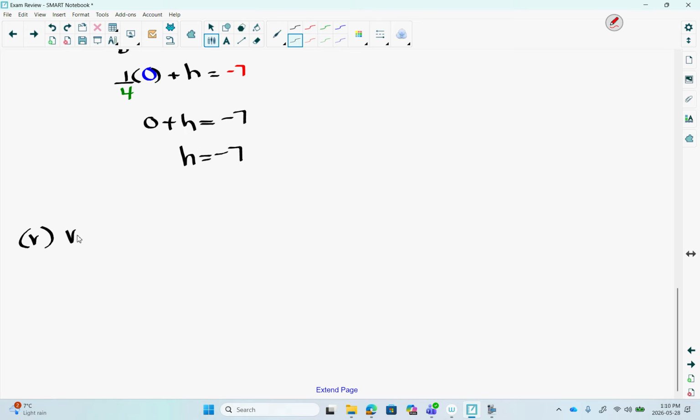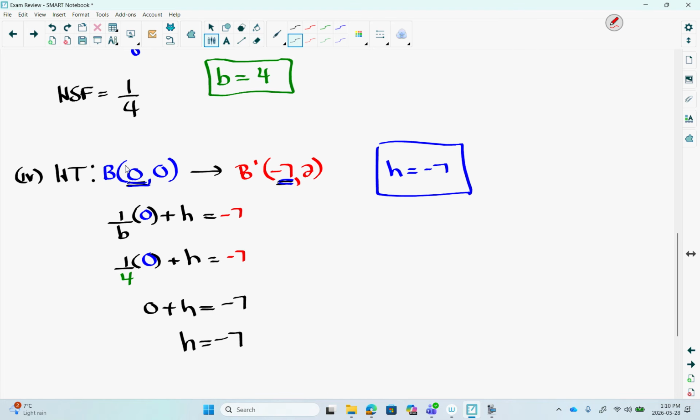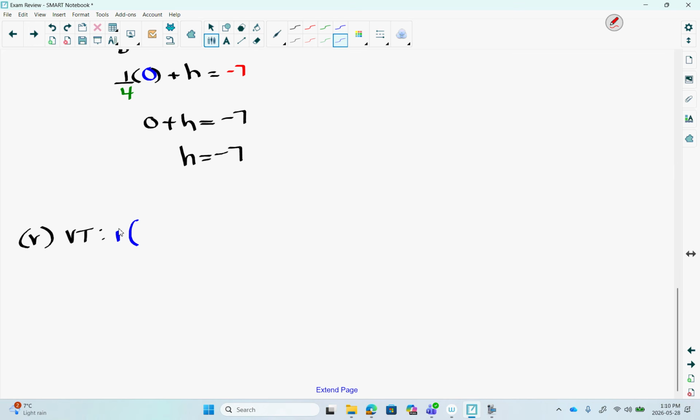To get the vertical translation, the K, I'm going to do the same thing. I'll try and find a point on the original where y is 0. So I can use this, 0, 0, and -7, 2 again. Point B is 0, 0. It became B prime, -7, 2. Now, when I was looking for the H value, I focused on the x coordinates. If I'm looking for the K value, I need to focus on the y coordinates.